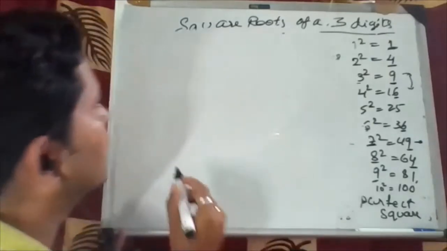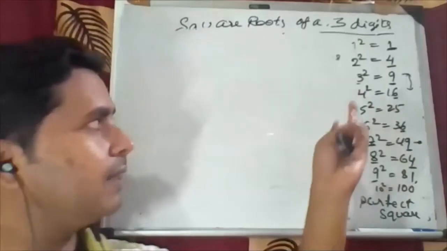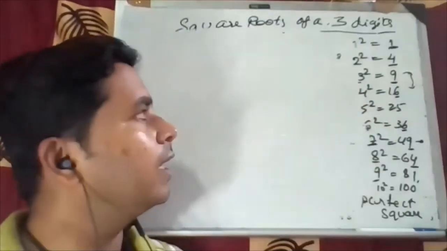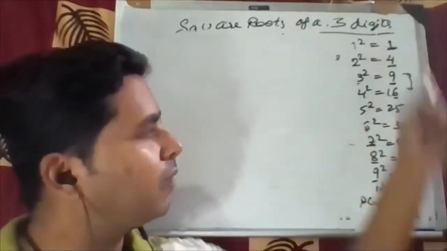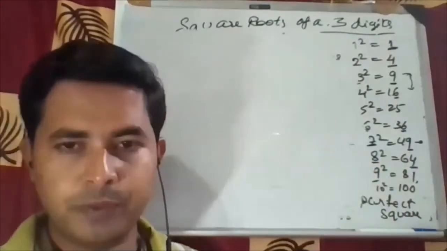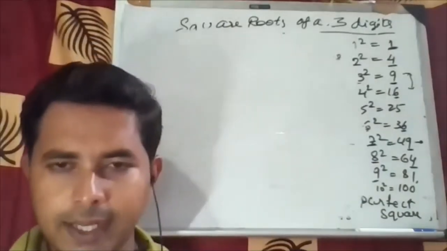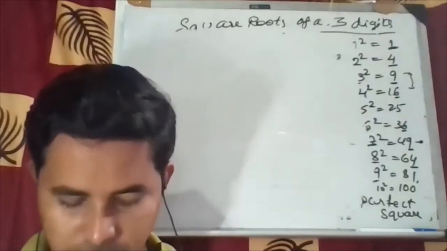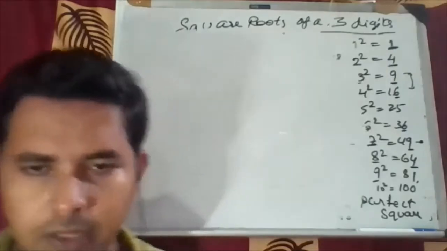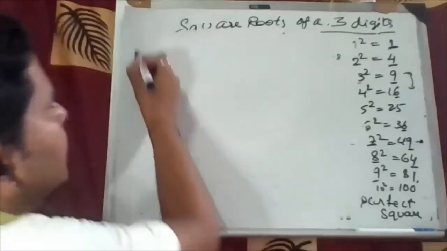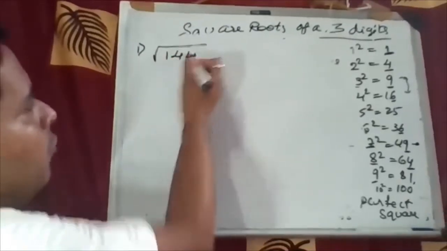Here, you should remember again what I said in the previous thing. Unit value you should know. If your square value ends in 1, the square root should end in 1 or 9. If the square value ends in 4, the square root should end in 2 or 8. And if the square value ends in 5, the square root should again end in 5. So here I'll take an example. Find me the square root of 144.